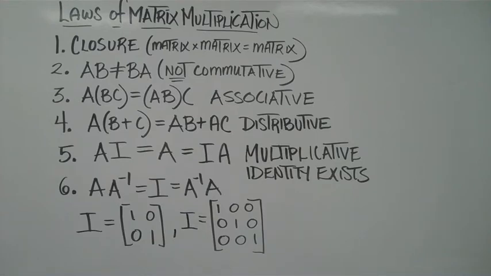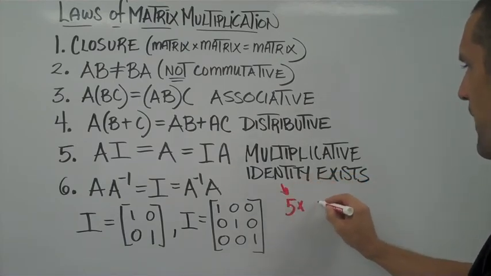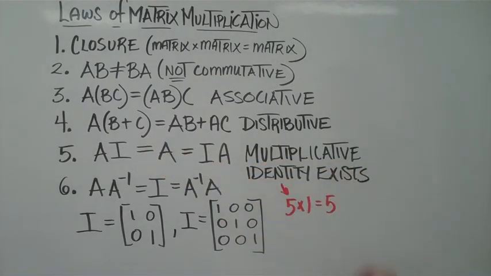We also have this multiplicative identity. In other words, A times I equals A. Well, let's think of that in terms of numbers. If I have 5 times some number, I'll get 5 back. That's what this is saying. Well, for numbers, the multiplicative identity is 1. See, because 5 times 1 is equal to 5, which is the same as 1 times 5 is equal to 5. So that also exists for matrices.